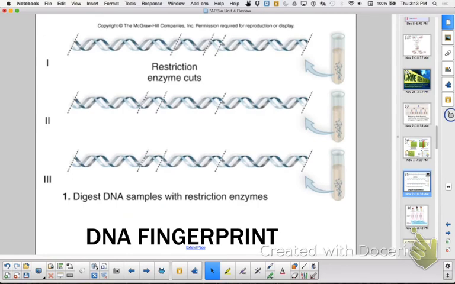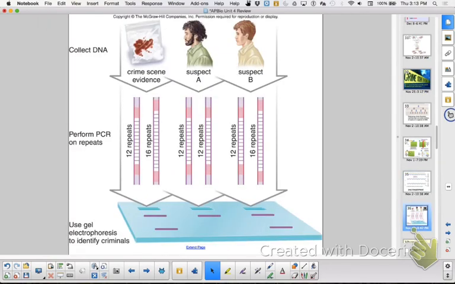You can't see exactly where it cuts, but when you see it out in the gel, then you know this piece farther from the well is shorter, and this piece is what? Longer, because it's closer to the well, so it moves more slowly.